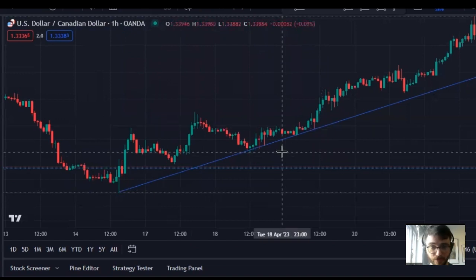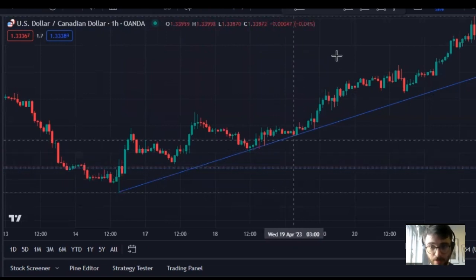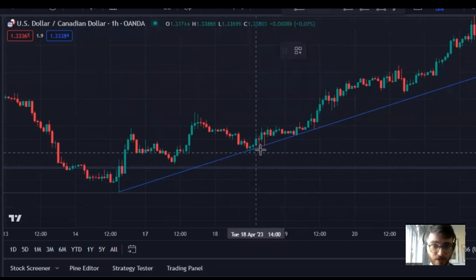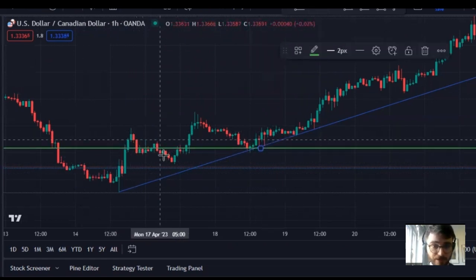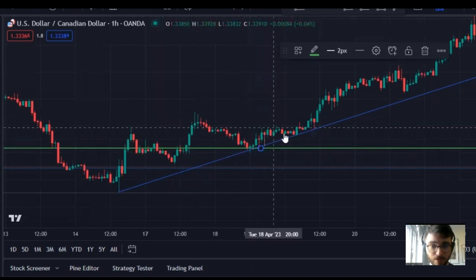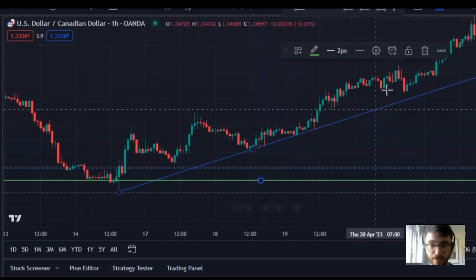Now, another thing about the trend line is that it acts a bit as a support. So for those who don't know what a support is, I have a video on this. You can go check it out. But the support is essentially a horizontal line where the price is likely to bounce up and down. And you can see that this is an area where people are willing to buy.